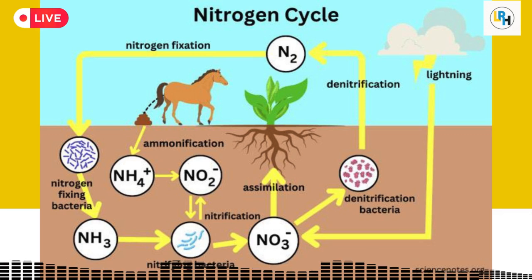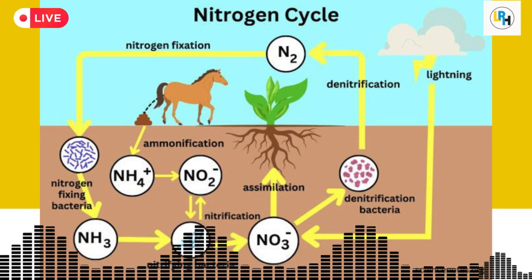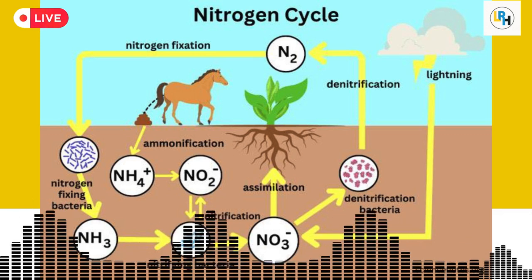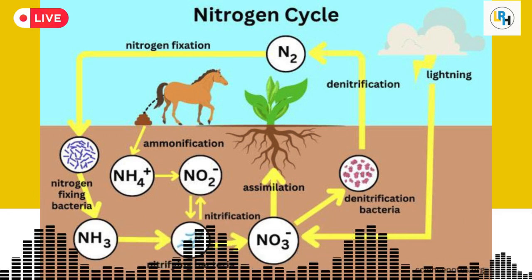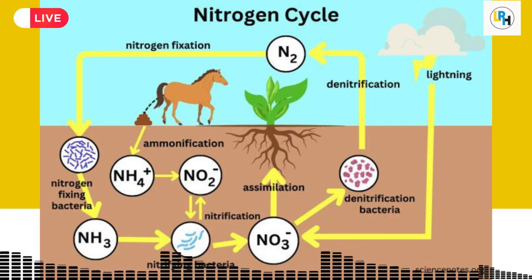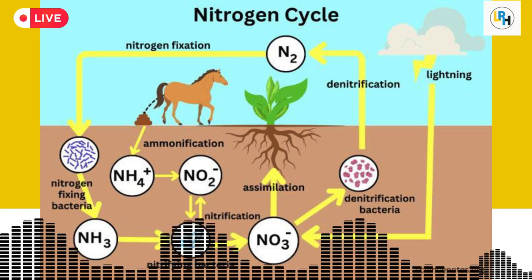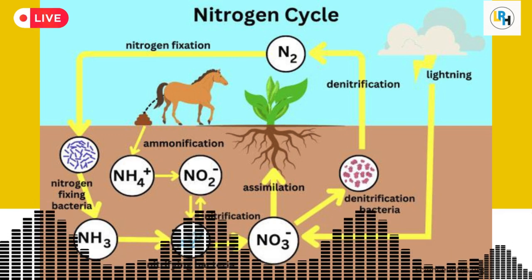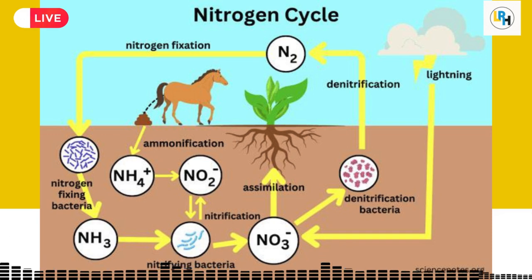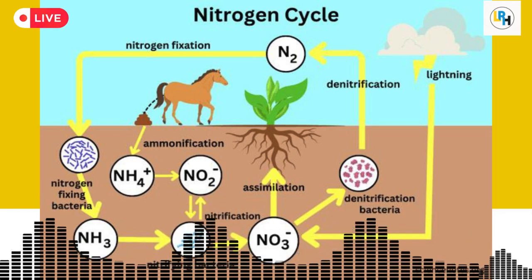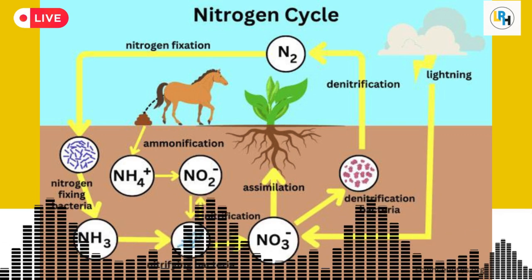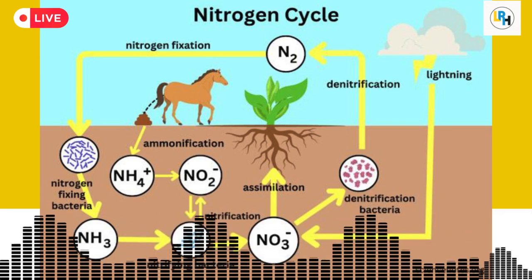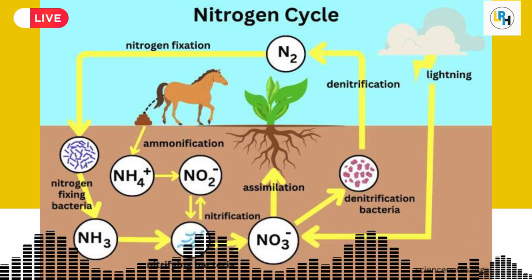3. Assimilation. Plants absorb nitrates from the soil and use them to make proteins. Animals also eat the plants, and the proteins enter their bodies. 4. Ammonification. When plants and animals die, decomposers like bacteria and fungi break them down. Nitrogen in their bodies is returned to the soil as ammonia.